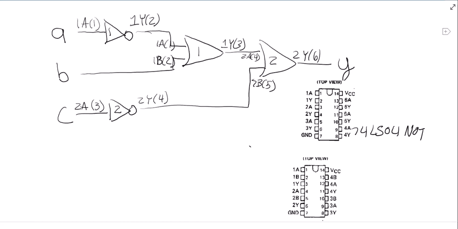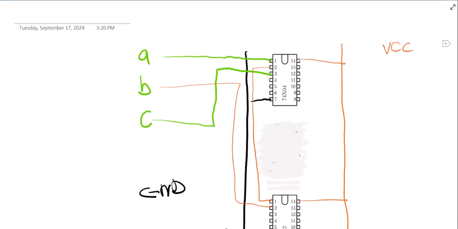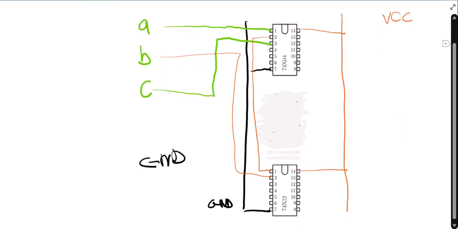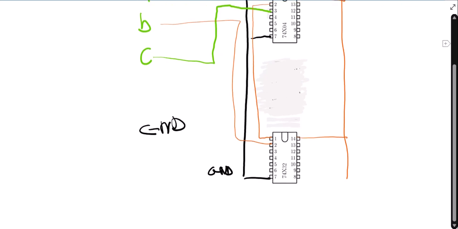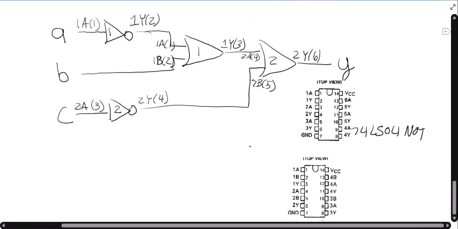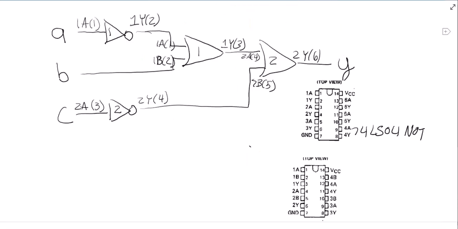The output of that OR gate goes into the input of another OR gate. So the output of that OR gate, which was pin 3, went into pin 4 of the next OR gate, and pin 4 of the NOT gate went to pin 5 of the OR gate.